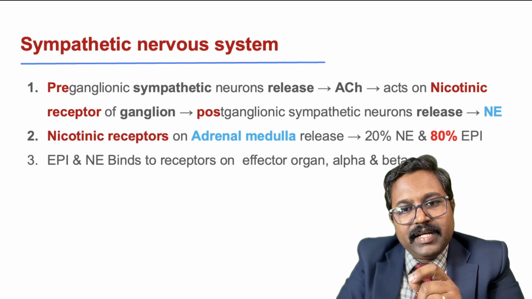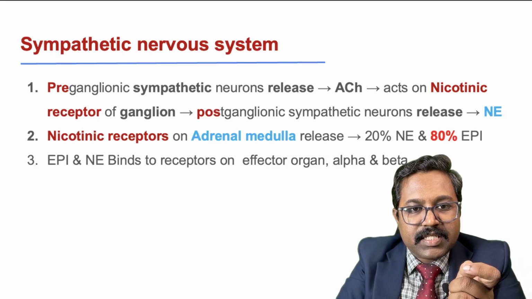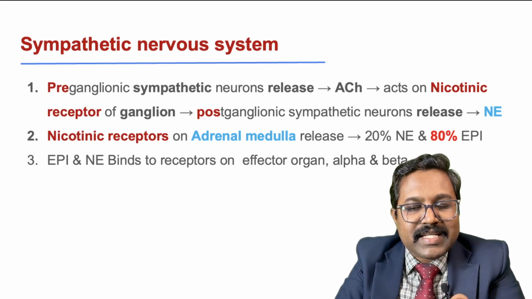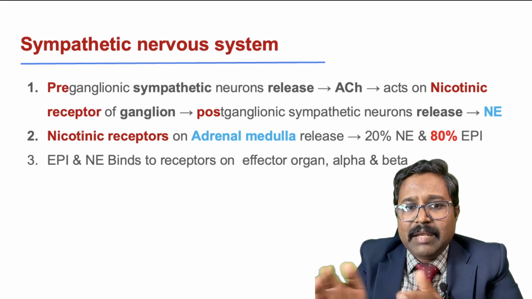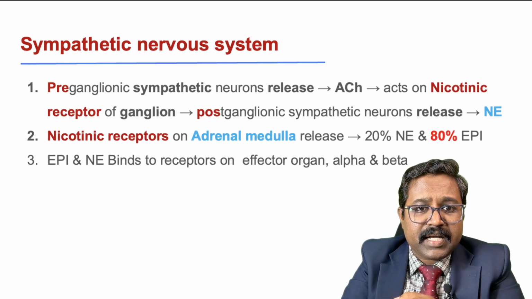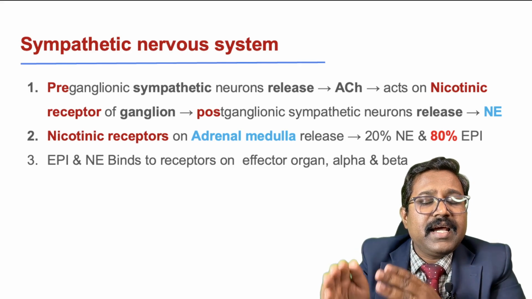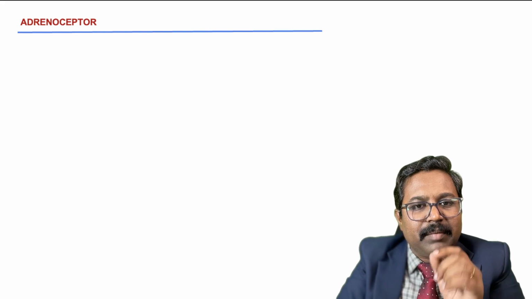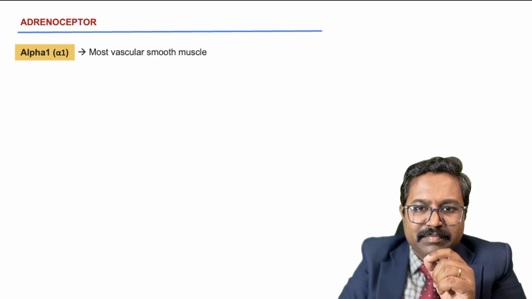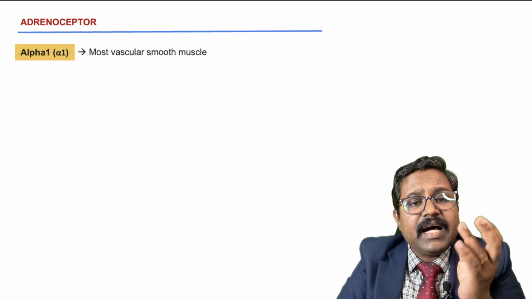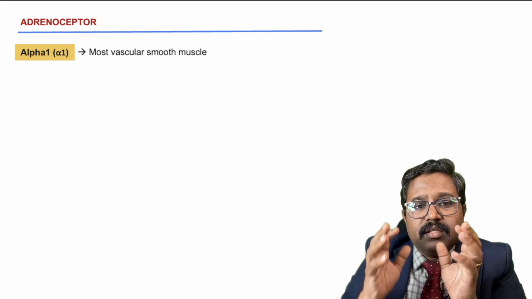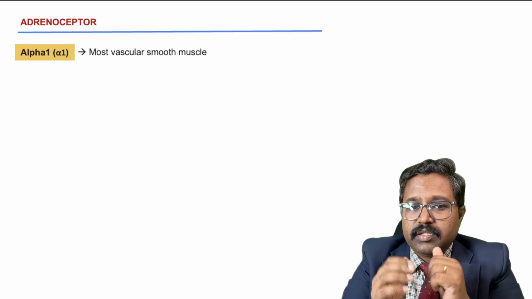Once epinephrine and norepinephrine are released into the circulation, these catecholamines, or neurotransmitters, bind to the receptors on the effector organs, namely the alpha and beta receptors. So their actions are mediated by the adrenergic receptors, namely the alpha and beta receptors. Coming to the adrenoreceptors, we have alpha 1, alpha 2, beta 1, beta 2 and beta 3. Let us understand where these receptors are located and what their functions are.